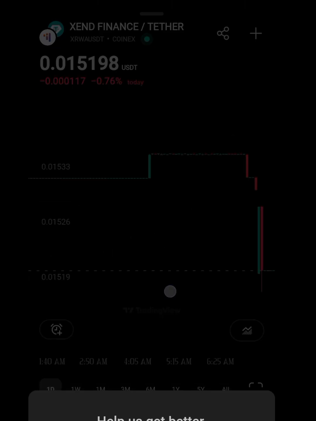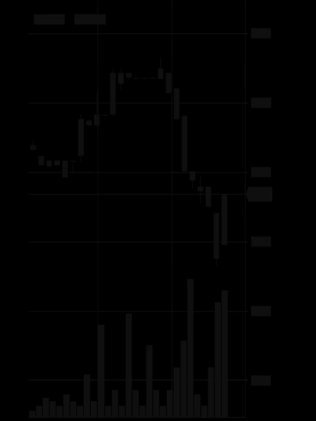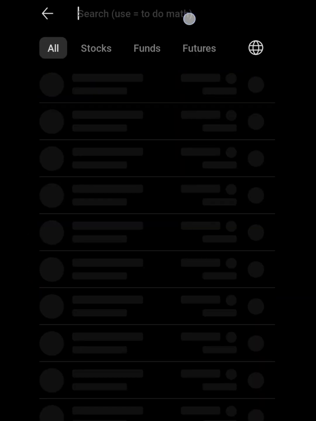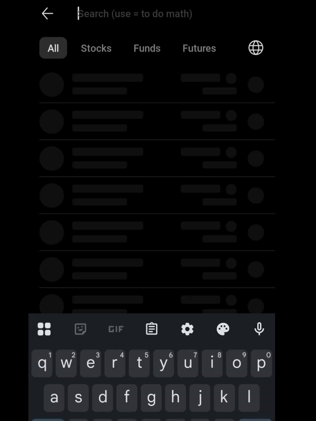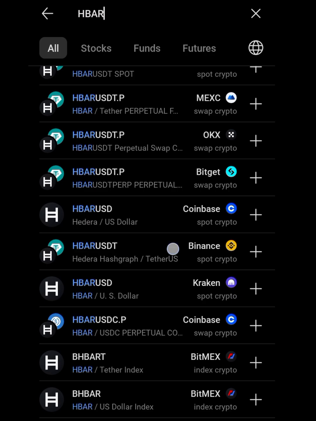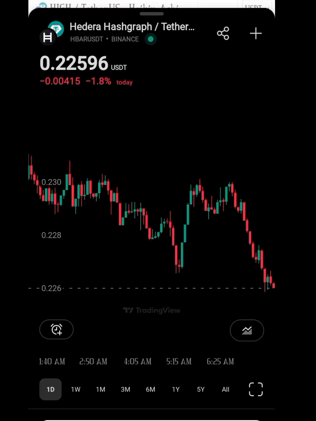So if you don't have TradingView, you can easily download it. And yeah, let's search for the name. What's the name of the coin again? I think it's HBAR, right? So let's search for HBAR. Let's add it up here. HBAR. So we choose HBAR USDT. We are using Bybit, Bitget, yourself. Well, no, you can just use any one. Let's just open up the chart.